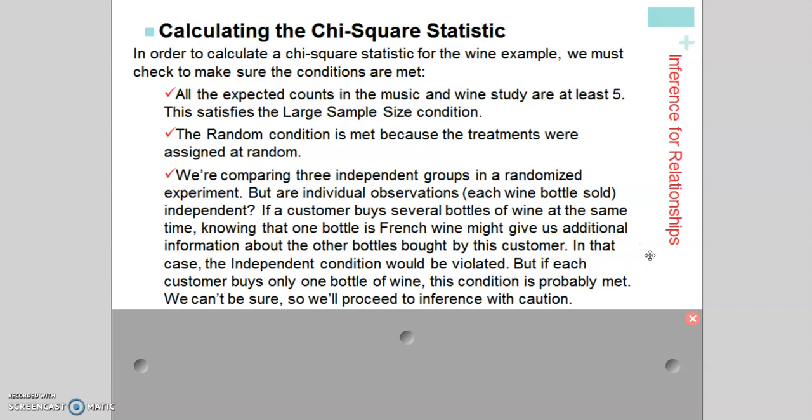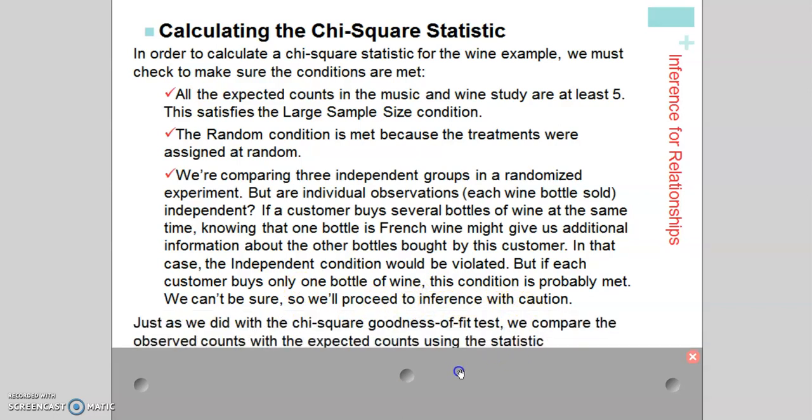Now, if that were the case, the independent condition would be violated. However, if each customer only buys 1 bottle of wine, then this condition is probably met. Since we can't be sure what was actually happening, we'll proceed with caution.